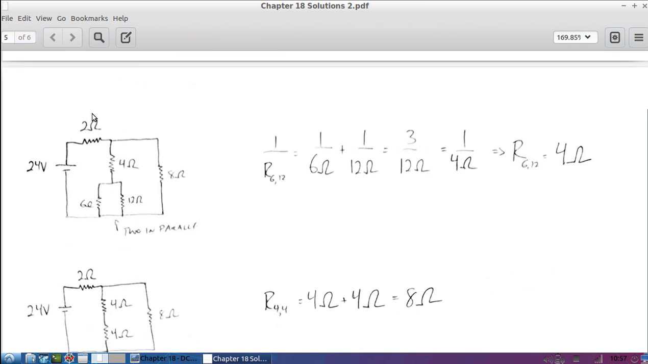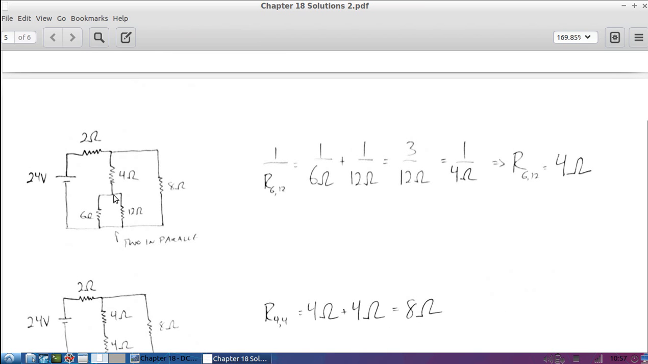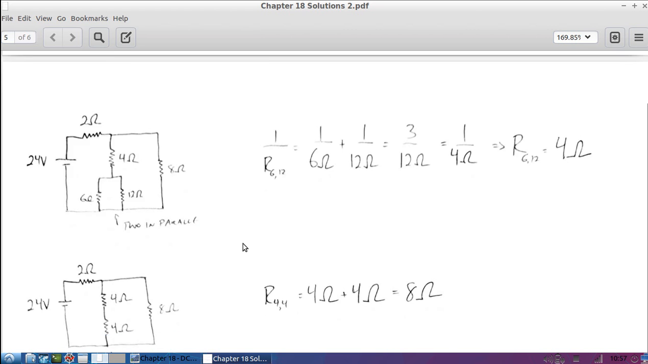So that tells me that the 4 amps is going to get split here. It's going to get split here again, right? So some portion of the 4 amps is going to go through here, and then whatever that portion is, it's going to get split again between the 6 and the 12, and then there's going to be another portion that goes through this 8 ohm resistor.